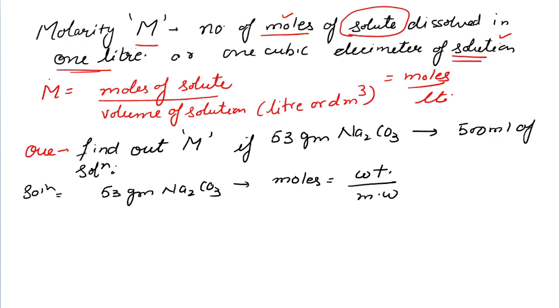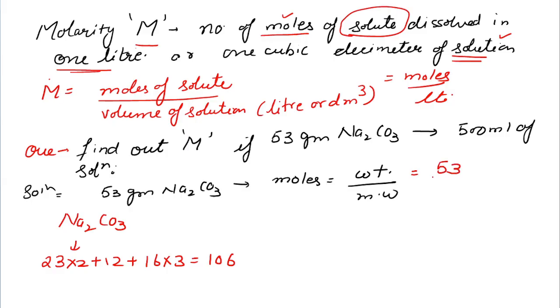And what is the molecular weight of Na2CO3? Sodium is 23 into 2, plus carbon 12, plus oxygen 16 into 3, and this is 106. Now moles equals given weight, which is 53 gram, upon molecular weight 106, and this is 0.5. This is the mole. Now come to the solution part, that is the 500 ml. You are getting my point.